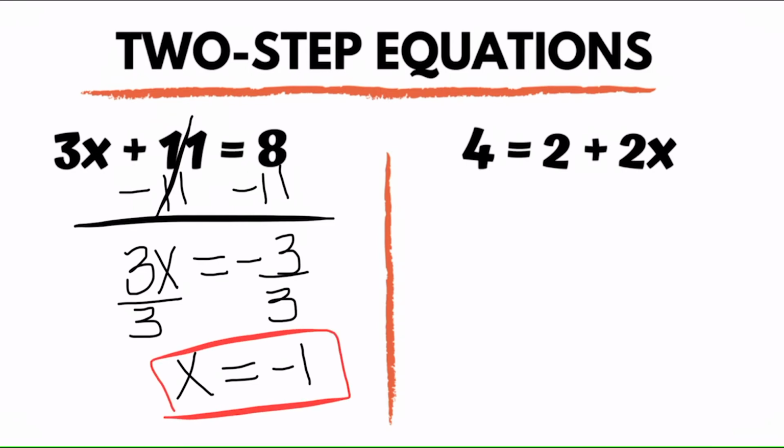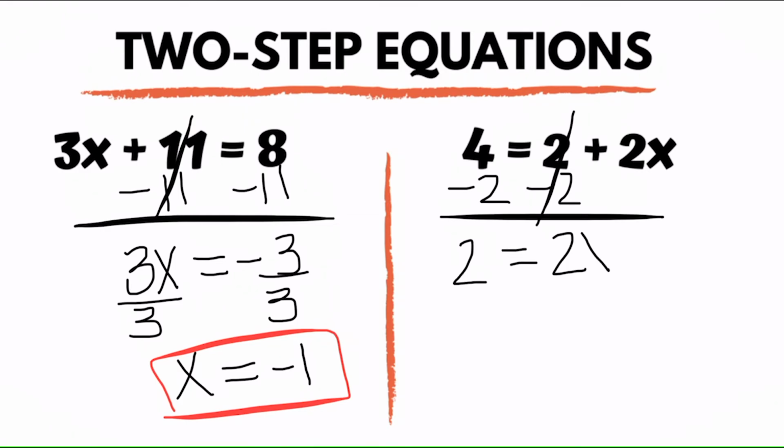Same thing on this other problem. First thing I need to do on this second problem, 4 equals 2 plus 2x, is subtract 2 from both sides first. 2 minus 2 is 0, so they cancel here. 4 minus 2 is 2, so 2 equals 2x. Divide both sides by 2, I get 1 equals x.